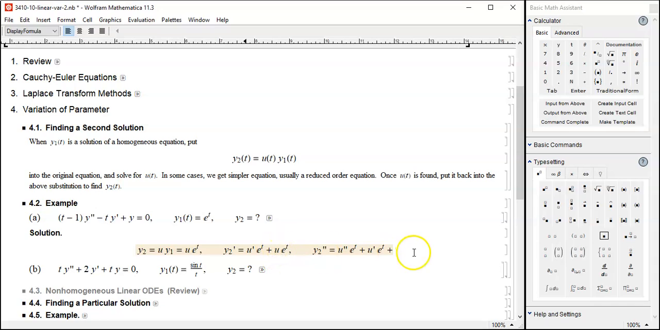And another product rule here, u prime e to the t power plus u times e to the t power. That's the second derivative. And let's see, these two are the same. So I can put those two together like this. And that's the second derivative. And that's the first derivative. And this is the original.